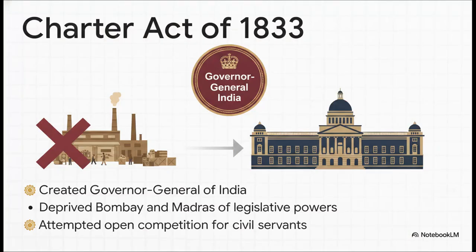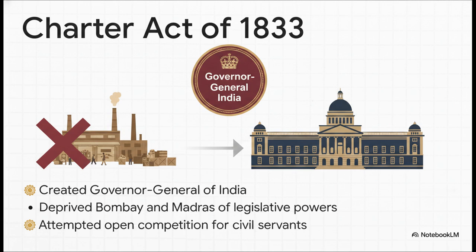Moving on to the Charter Act of 1833, this is the final step towards centralization. It made the Governor-General of Bengal the Governor-General of India, vesting him with all civil and military powers. Lord William Bentinck became the very first to hold this monumental title. This act entirely deprived the governors of Bombay and Madras of their legislative powers. In fact, from now on, laws made were called acts, whereas under previous acts they were merely regulations.